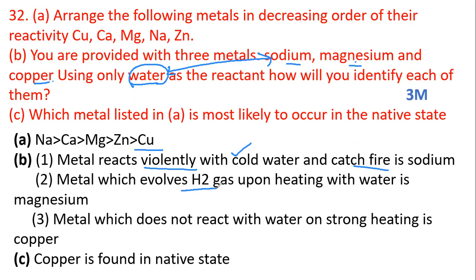Then this magnesium is not as reactive as sodium. It requires some heat energy. So either you can add hot water, or directly once you add the metal to the water, you can heat them. Then magnesium reacts, along with the production of hydrogen gas. By that process, we come to know the metal is magnesium.